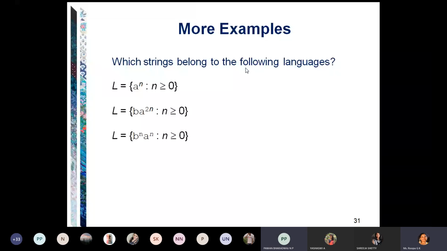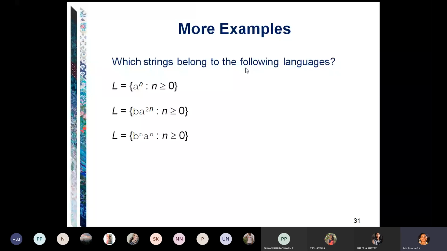Epsilon. Okay, first one is epsilon. Letter A. Next one, A square, but you have to write AA. Then AAA, AAAA, like that you have to write. Yes, please don't write square or power 3 in the language definition.